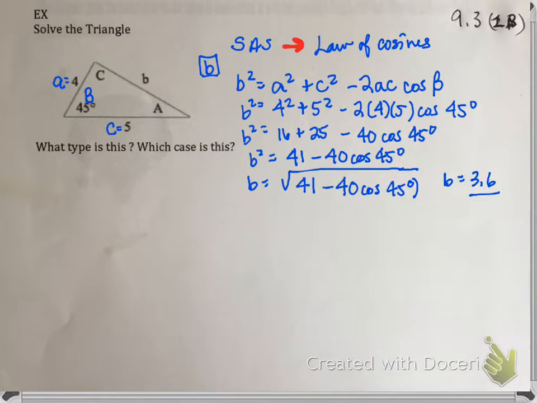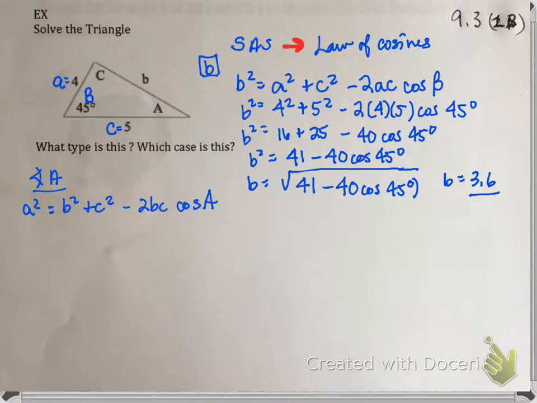Okay. The next thing I'm going to go after is angle A. So to get angle A, I have to use this formula. a squared equals b squared plus c squared minus 2bc. That's right, 2bc cosine of angle A. Sorry, I doubted myself for a moment there.